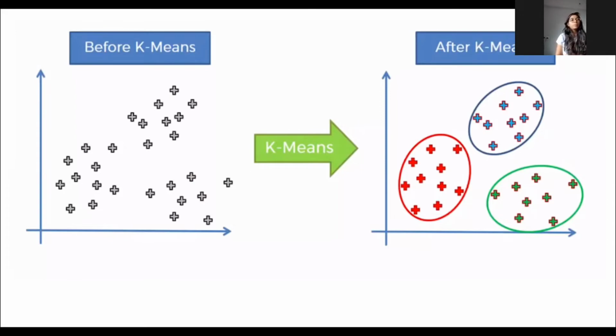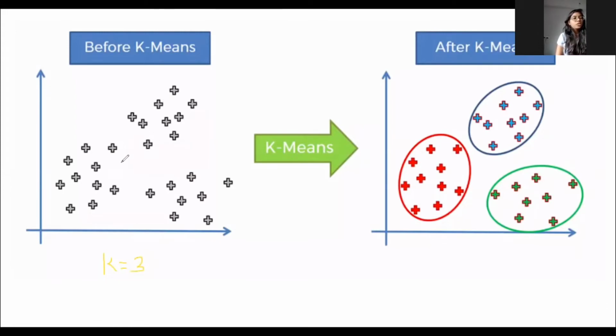The very first step in the K-means algorithm is to initialize the K value. The K value is nothing but the number of clusters. Suppose we have this data, which I have randomly plotted, and I have given the K value as 3. This is just an example. I will change the color.